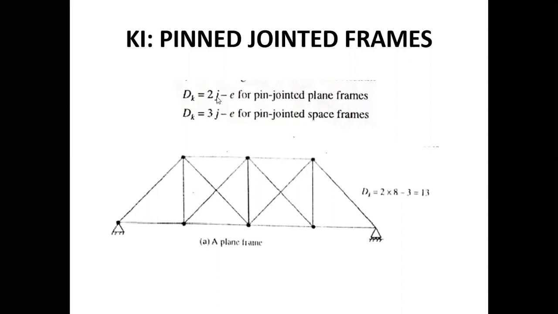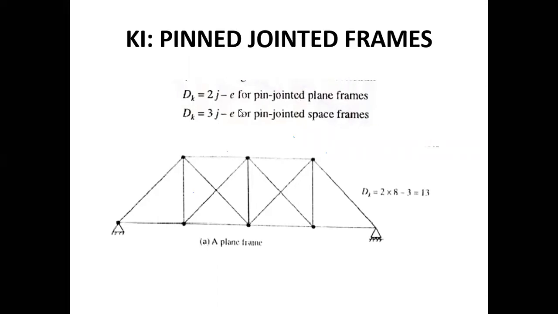The equation becomes like this: 2j minus r, or we can say e, anything, in case of a pin jointed plane frame, and for a space frame it is 3j minus r or e. So this is a truss. It is an example of a pin jointed plane frame. Here also we'll calculate the degree of kinematic indeterminacy.